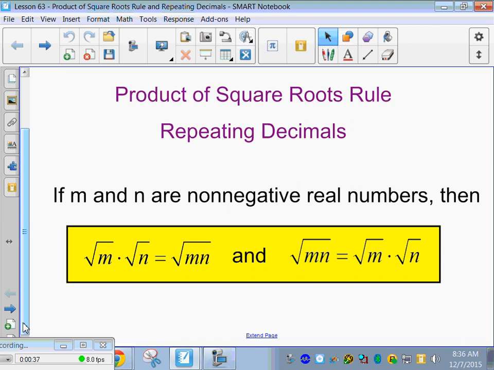All right, so the square root of m times the square root of n equals the square root of m times n. So you multiply them together, and you can separate them apart as well. But they have to be non-negative real numbers, so positive numbers.